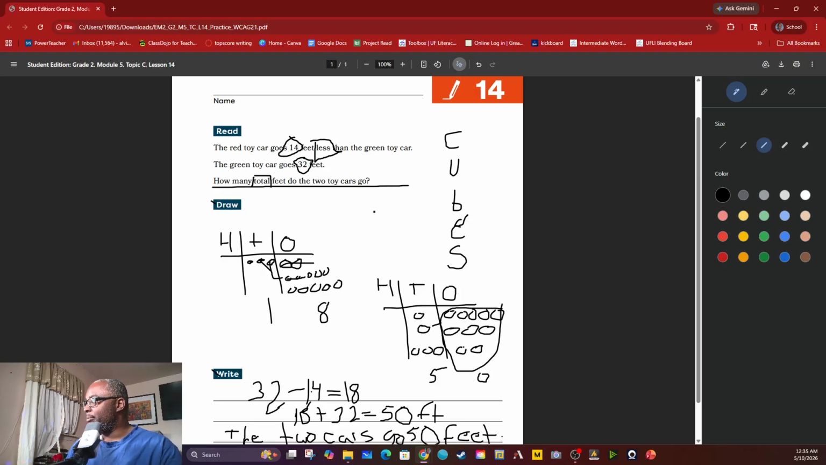We can do the same problem again. Just replace the numbers. Instead of having 14, try 15, and then instead of having 32, try 48. Have your child or students try those two. Just switch up the numbers in the problem, solve it, subtract, and then add to find out the total feet.